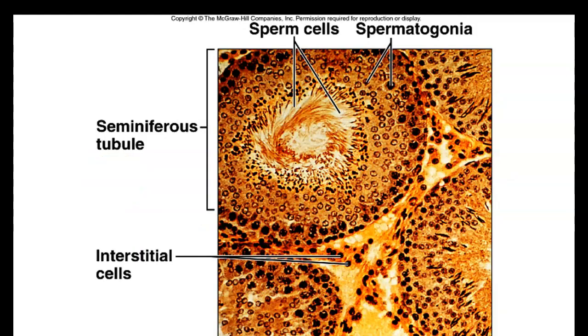This is what it actually looks like if you were to look at it underneath a microscope and look at what's going on. So you've got your seminiferous tubule up top. You've got those interstitial cells, which are producing testosterone, that are surrounding the seminiferous tubules. And you can see the spermatogonia, and then towards the lumen, you'll see the sperm cells.